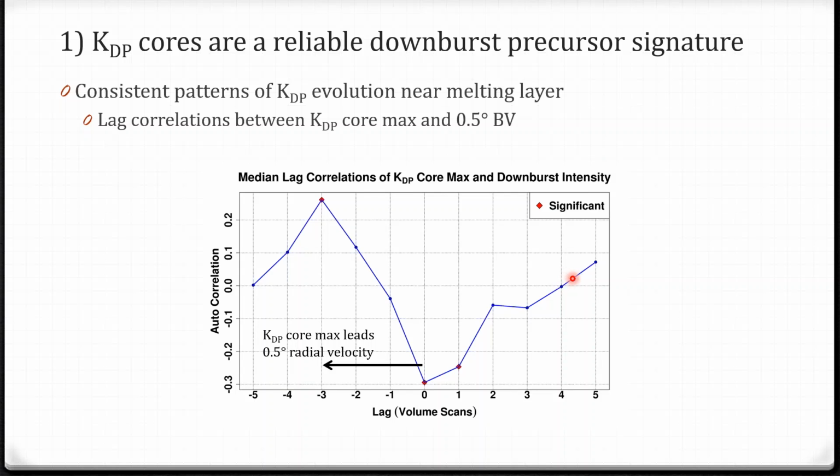We can also look at lag correlations. So this is basically just showing us that if you have a positive correlation prior to 0, it just means that the KDP core max at the melting layer is increasing prior to the 0.5 degree base velocity increasing. And our most significant correlation occurred at a lead time, if you will, of 3 volume scans. So basically this just means if you see increasing KDP near the melting layer, in about 3 volume scans or so, you could expect there to be increasing base velocity or a strengthening downburst.